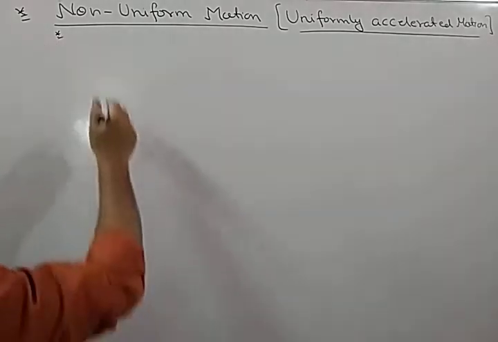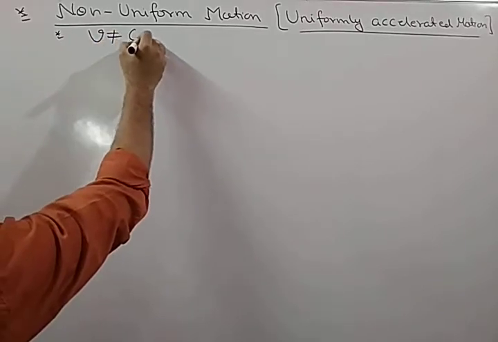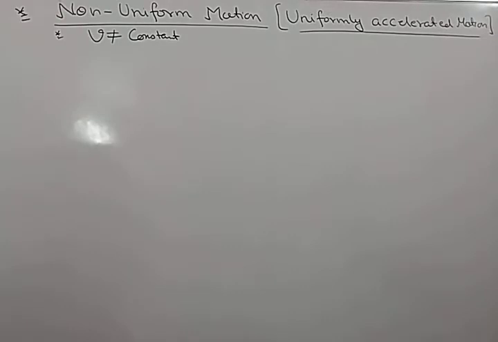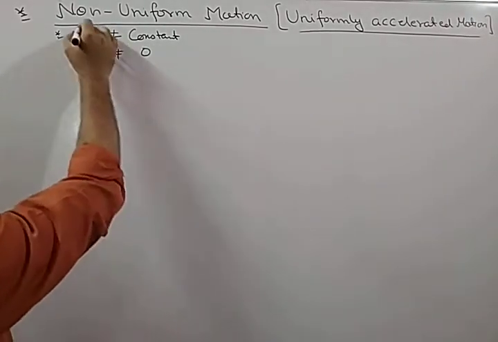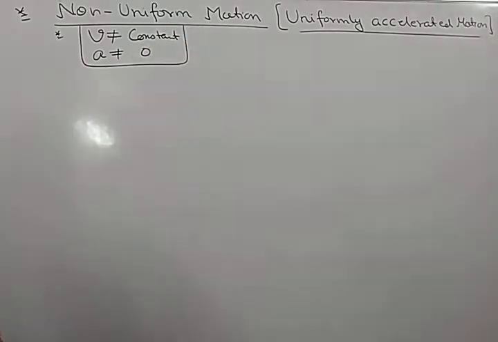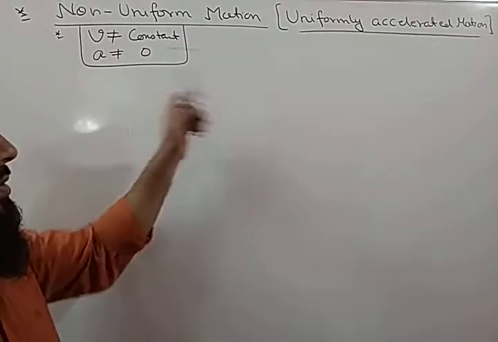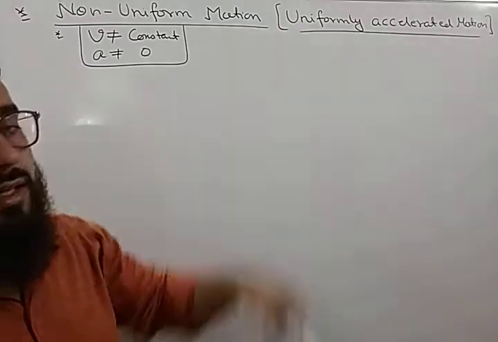The main condition was, in this motion, velocity is not constant. Velocity is not constant and acceleration will not be zero. These were the two main conditions of non-uniform motion. Velocity will not be constant and acceleration will not be zero. Okay. Then we will discuss uniformly accelerated motion.